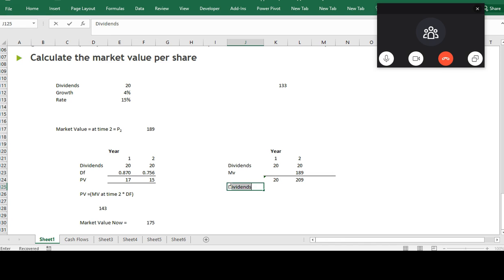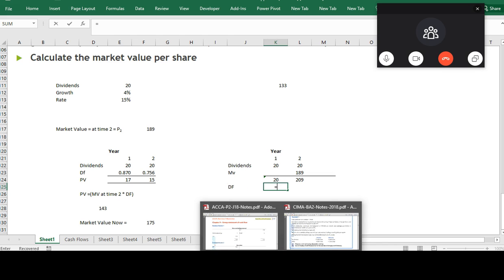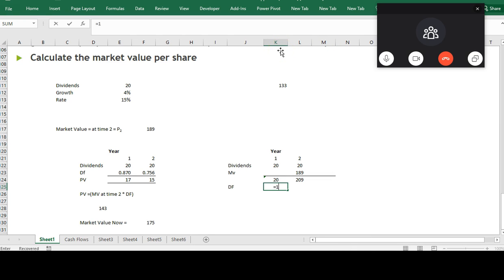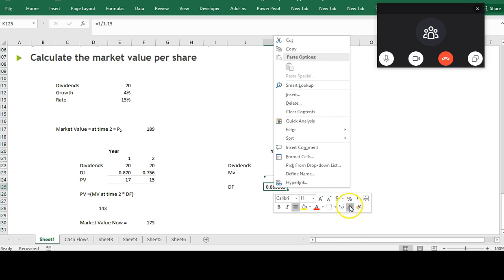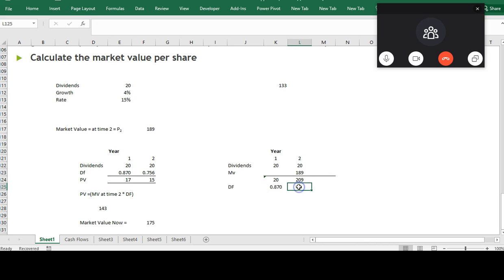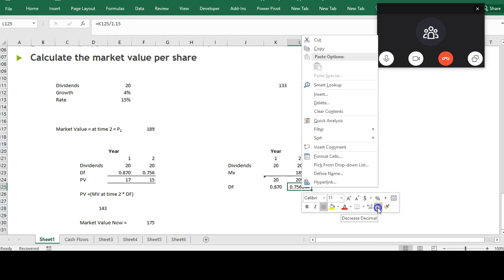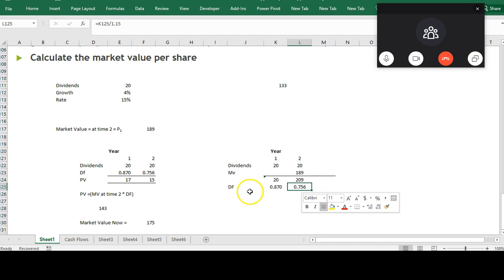Then here we have the discount factor at 15%. In the first year at 15%, when you check in your tables, it is 1.15 equals to this. Then in the second year, it is 1.15 this. So that we don't get confused. Maybe at first I didn't explain it in this way.